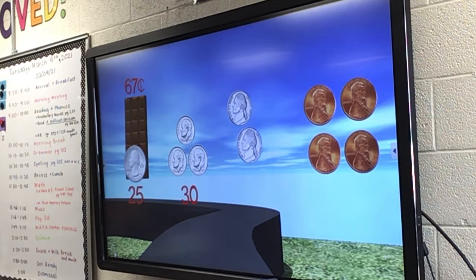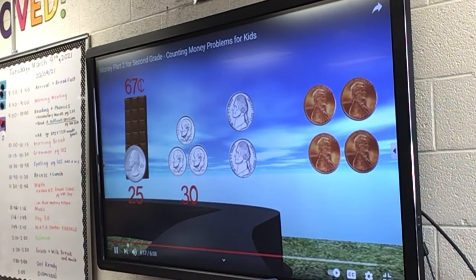Next, we have 2 nickels. How much are these 2 nickels all together? 10 cents. Great job again. Last of all, we look at the pennies. How much are these pennies worth? 4 cents. Great job. So we have 25 plus 30 plus 10 plus 4.